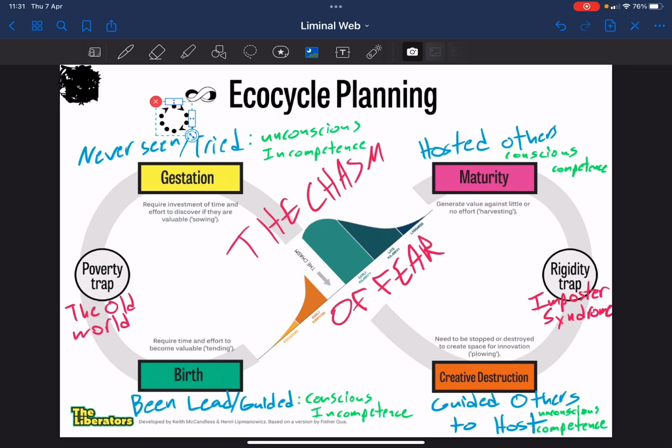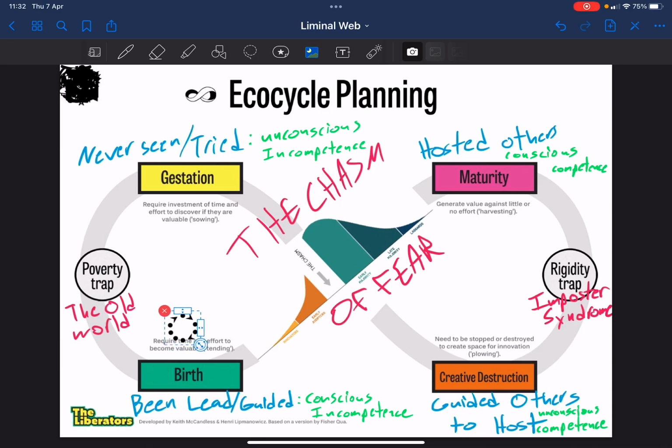Now, out of the womb, 1, 2, 4, all sits in gestation. We all start off in a state of unconscious incompetence because we've never seen it, we've never tried it, we don't know it exists. But then, thanks to human culture, at some point, another person leads us through it and guides us through it, and our incompetence becomes conscious. We now know that it exists, and we may not know it.